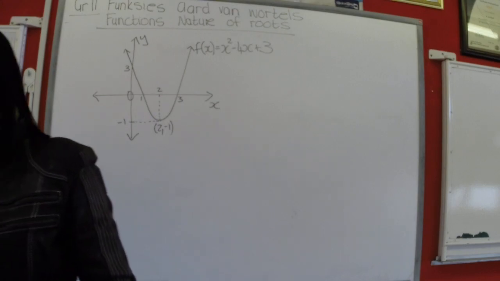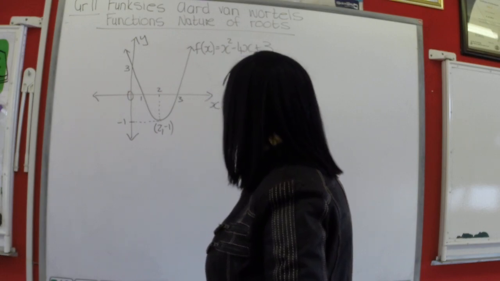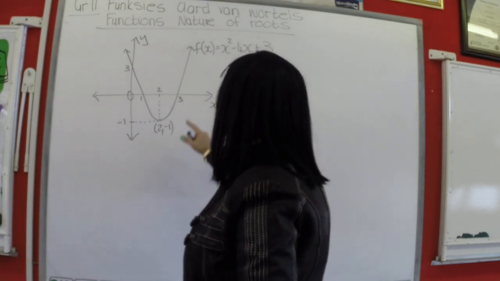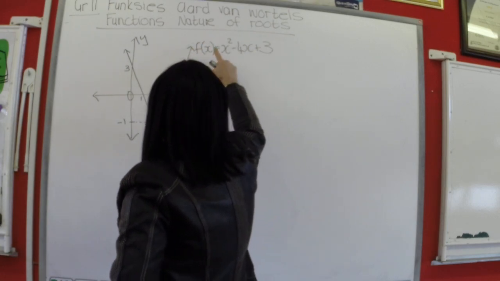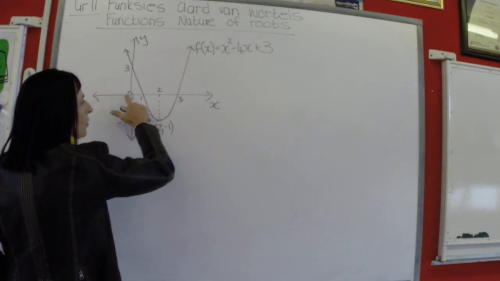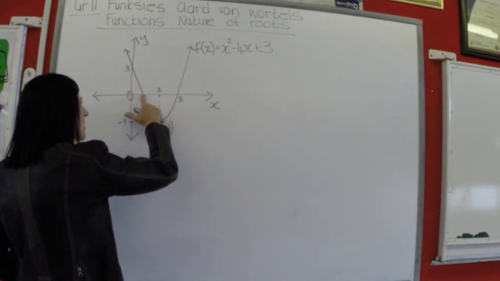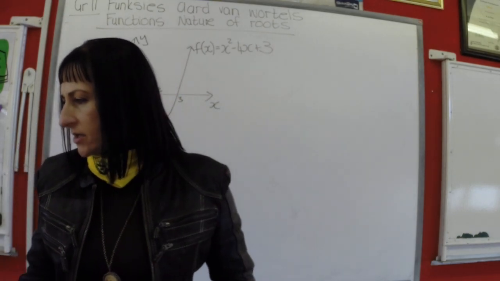Die eerste vraag is, hoeveel wortels het f(x)? Hoeveel wortels het f(x) is gelyk aan 0? When f(x) equals 0, it means y is 0. So how many roots will there be? When y is 0, there's two roots. 1, 2. x equals 1 and x equals 3.